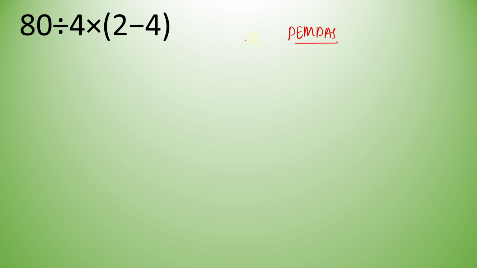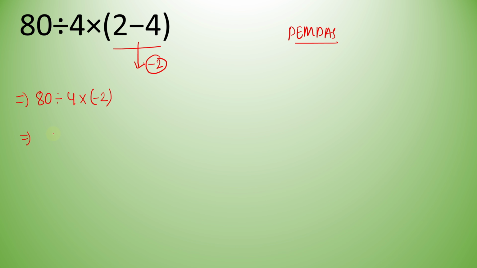And also, according to PEMDAS, first we have to operate this parenthesis part, which is 2 minus 4 will give result minus 2 here. So we will simply write here 80 divided by 4 times, that is minus 2. This is a value, not an operation. Okay. So don't try to confuse here.